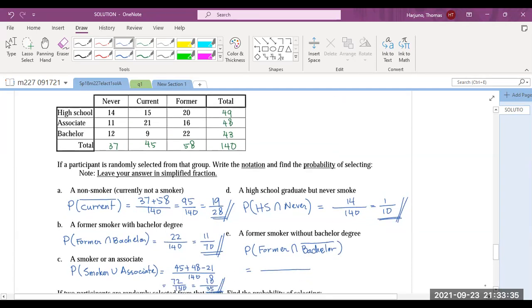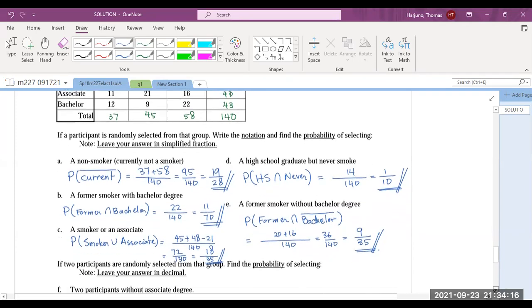So how many people are former smoker and at the same time don't have a bachelor degree? 20 plus 16, that's right. That's 36 over 140, reduced by 4. That's what we get. Again, for the reducing, you can just use your calculator also. But sometimes you stare at that, you see, oh, that's an even number, reduced by 2. Oh, I can reduce again by 2. Just keep doing that. Now the next couple of questions are the hard ones.